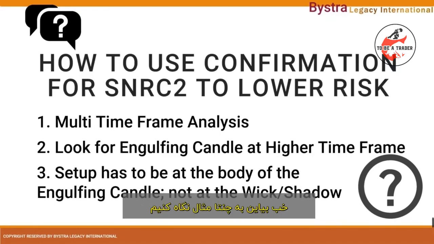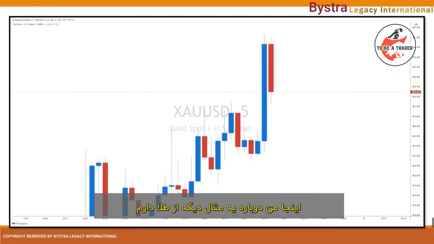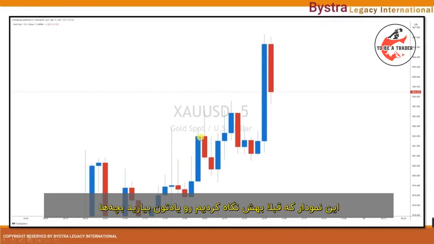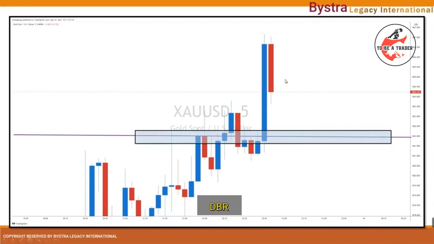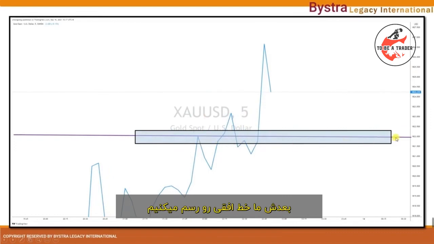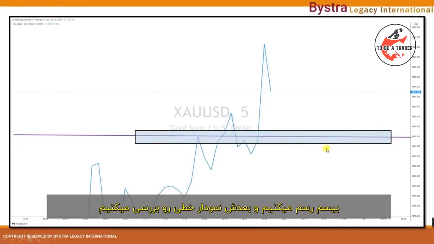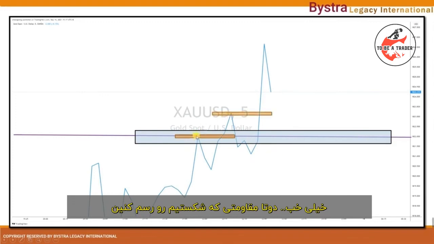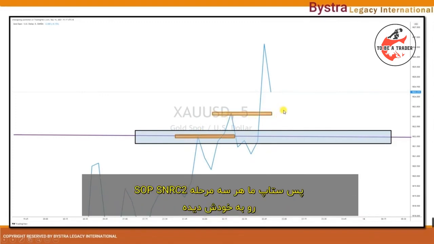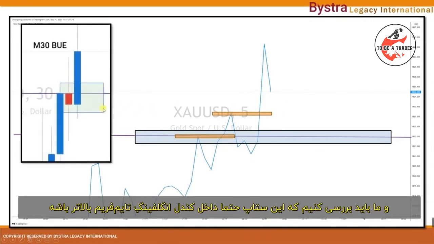So let's have a look at some of the example. So here I have another example again, it is also gold. Remember this one, guys, that we had a look at earlier? Yes, so I'm just going to mark it quick. So we have the resistance, drop base rally, okay, and then we mark the horizontal line, and also we mark the base, and then we check at the line chart. So letter A aligned with the drop base rally, okay, mark the two resistance that it broke. So it has met all 3 SOP of the SNRC2, and we have to check that this setup has to be at the engulfing candle at the higher time frame.